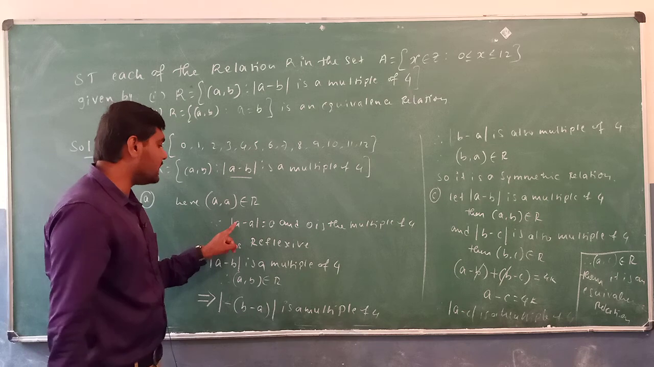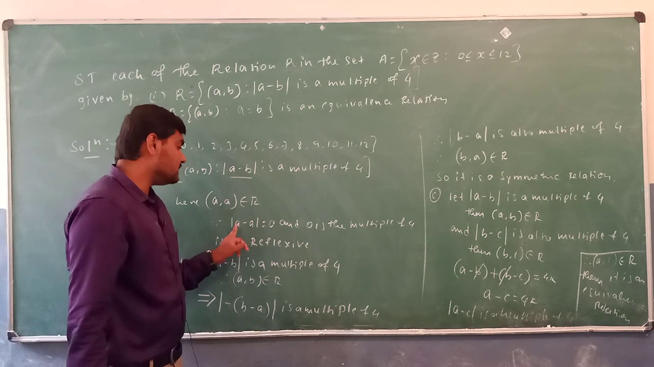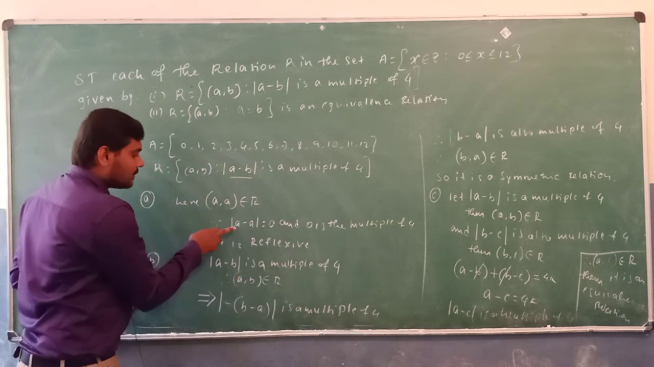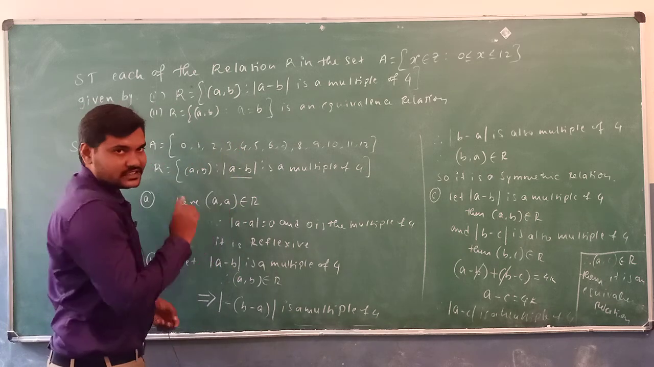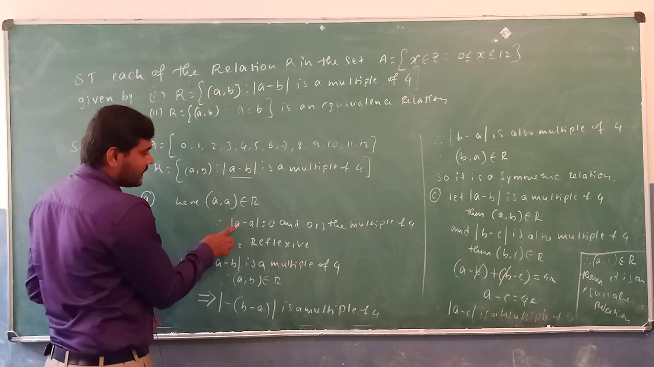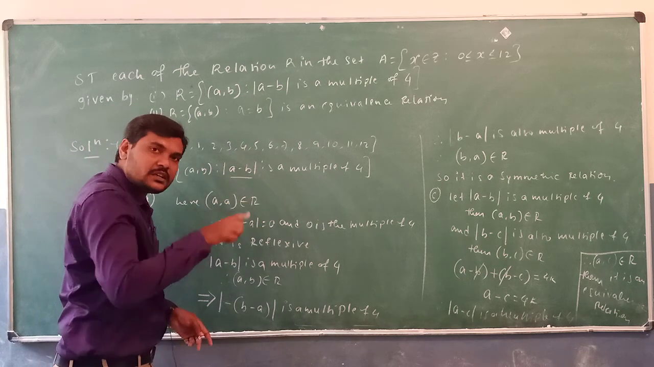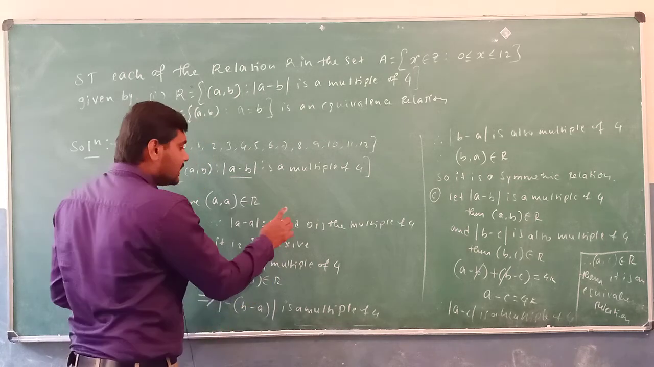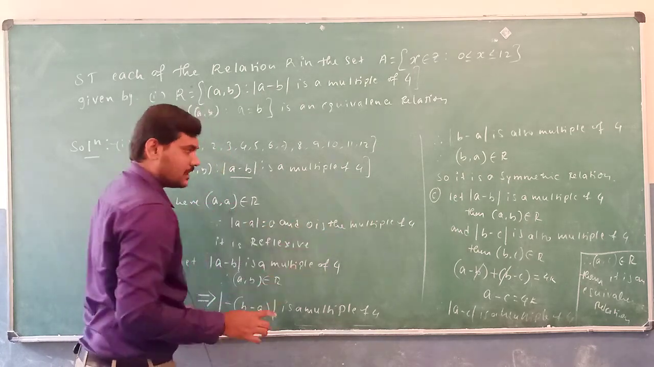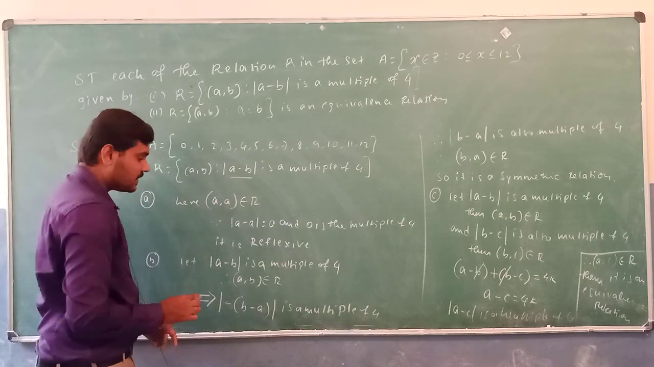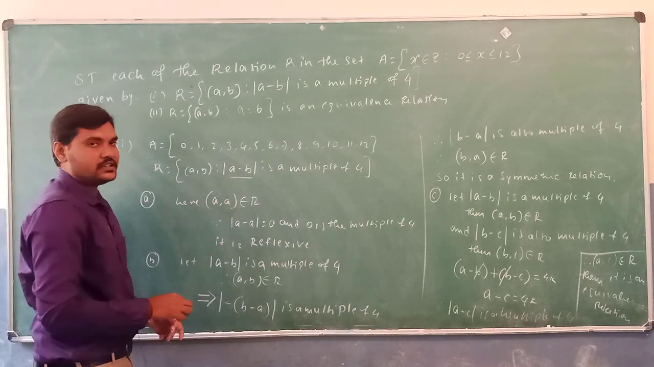Then suppose I am taking a comma a, then it is going to be modulus of a minus a is equal to 0. Suppose in this place I am giving the value of a is equal to 4. Then what is the value of 4 minus 4? 0. Is 0 a multiple of 4? So 0 is going to be a multiple of 4. Then we can say that a comma a belongs to R. However, it is going to be a reflexive relation.